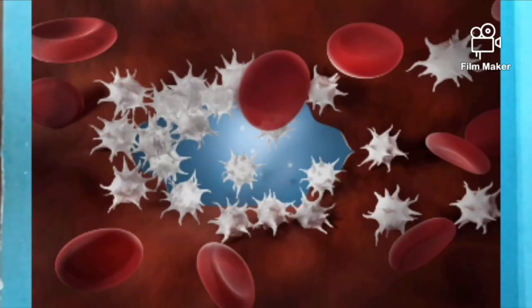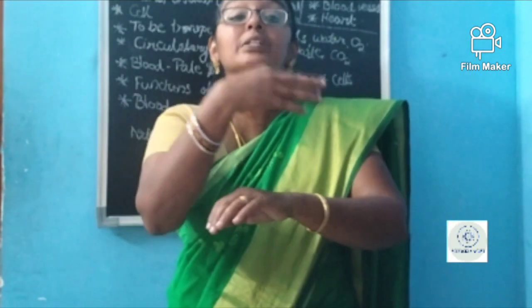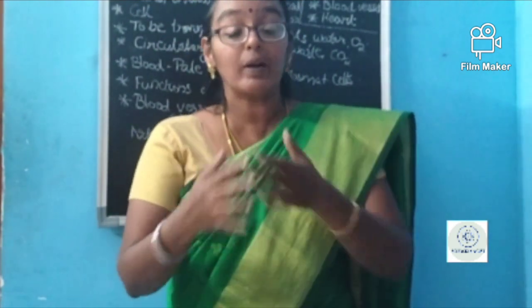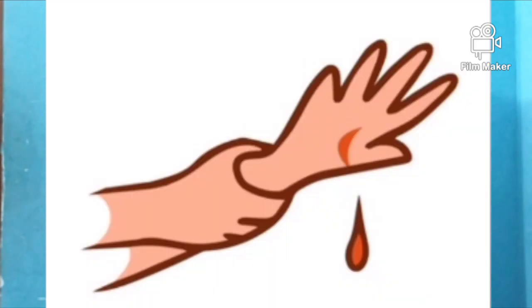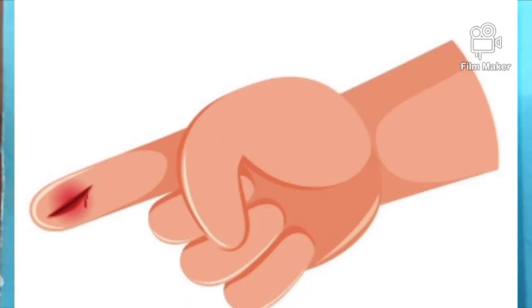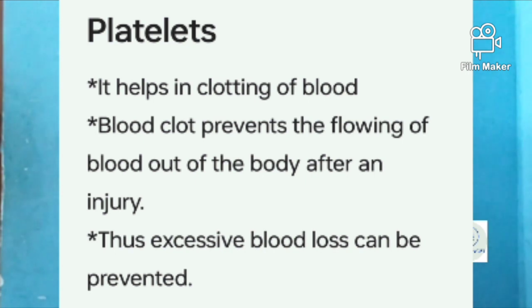Okay. Then about the platelets. Platelets help in the clotting of the blood. Why does blood have to clot? When an injury has come and the blood is oozing out of the body, what will happen? If the blood continues to flow, within half an hour or one hour, the entire blood will go out and we will die. It should not happen. So the platelets present in the blood make it clot. They act as a barrier to clot the blood.